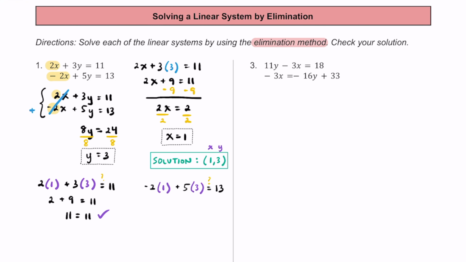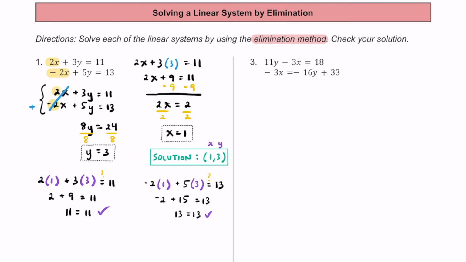Okay, so negative 2 times 1, that's going to be negative 2. 5 times 3 is 15, so let's see if that does equal 13. Well, negative 2 plus 15 does equal 13, so if 13 does equal 13, then this checks out. So we're pretty confident here that our solution is (1, 3). Let's check out number 2.